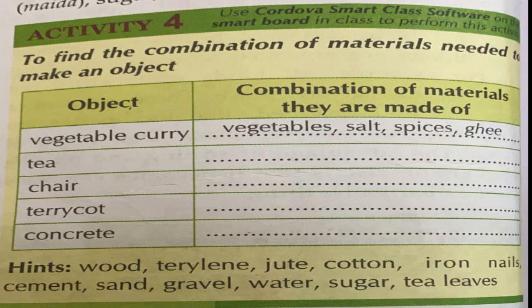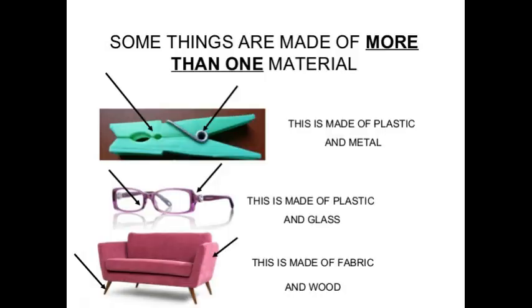So what do we conclude from all these things? Let's see. An object may be made up of different materials. For example, I have told you, the chair is made up of plastic, wood. Am I right? Then even the chair can be made of iron. So an object can be made up of different materials.